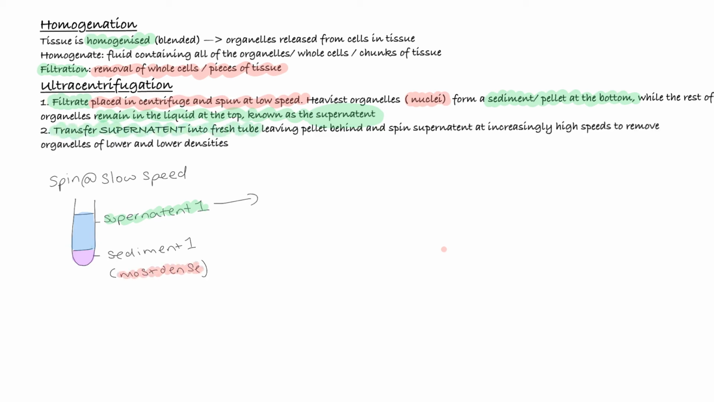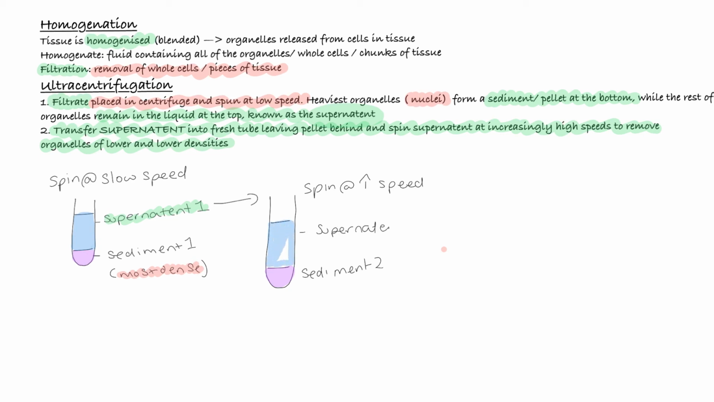So this time we spin it at maybe 15,000 G for about 20 minutes. We will now get out mitochondria. Little bit faster, chloroplasts, little bit faster, lysosomes. And then we can keep going. So 50,000 G, plasma membrane. Then we can start getting out the ribosomes.